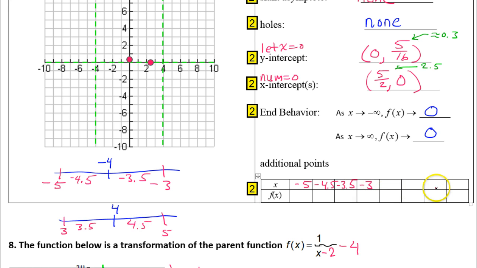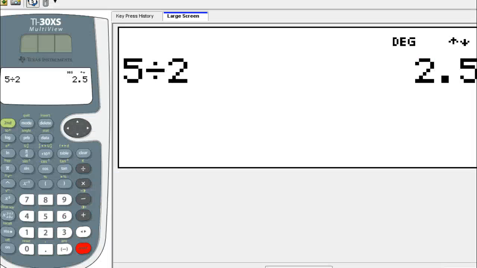Okay, so I'm going to put those 4 values on my chart. So I've got 3, 3.5, 4.5, and 5. So these are the 8 values that I would use. Now I'm going to use my calculator to evaluate these.